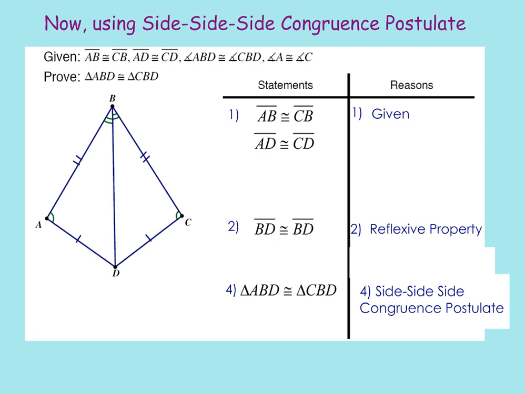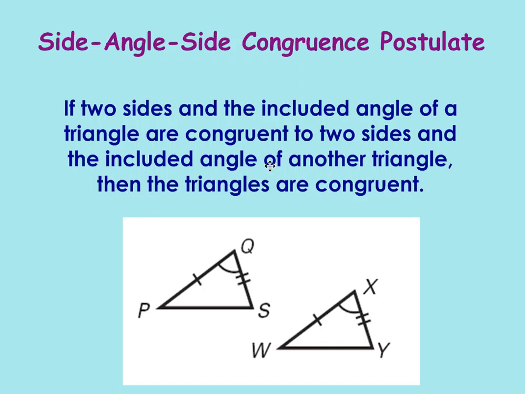Our other shortcut or postulate that we have is the side-angle-side congruence postulate. And the side-angle-side congruence postulate says if 2 sides and the included angle of a triangle are congruent to 2 sides and the included angle of another triangle, then the triangles are congruent. Well, looking at this, we have a pair of sides congruent. So PQ and WX are congruent because they each have 1 tick mark. We have QS congruent to XY because they each have 2 tick marks.